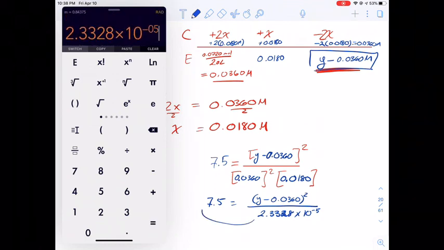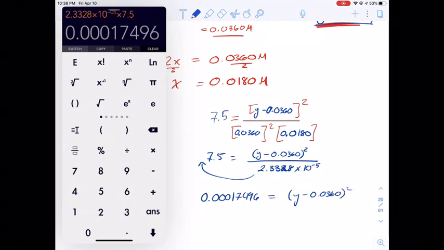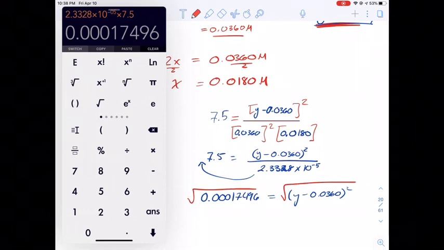I'm going to bring this answer up here and multiply that by 7.5. So now I'm at 0.00017496 is equal to y minus 0.0360 squared. Of course, at this point, we have a square, so we should use the square root to get rid of it.